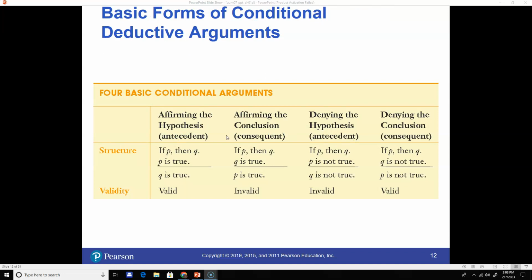And they have all these names for them. I don't necessarily remember all the names, like affirming the hypothesis, affirming the conclusion, denying the hypothesis, or denying the conclusion. You can look that up if you have to. It's more important to just remember what to look for in terms of an argument being valid or not valid. Or invalid, I suppose I should say.